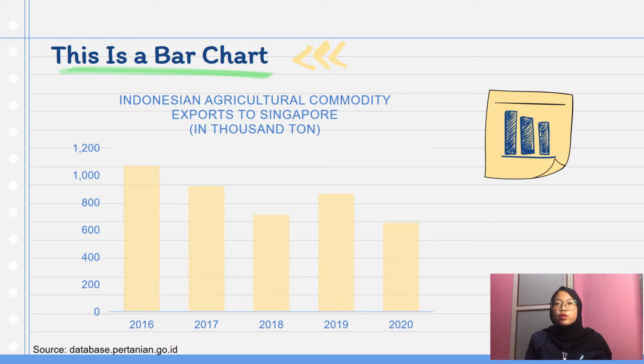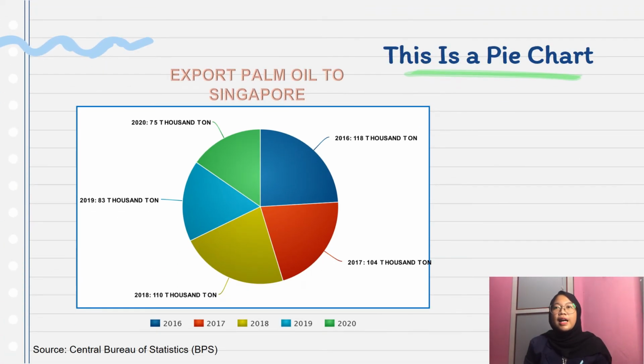However, the figure saw a gradual decrease to 700,000 tons in 2018. In 2019, it steadily increased to 860,000 tons. In 2020, it hit the lowest point of export volume, 650,000 tons. Next, I will show you pie chart of export palm oil to Singapore.